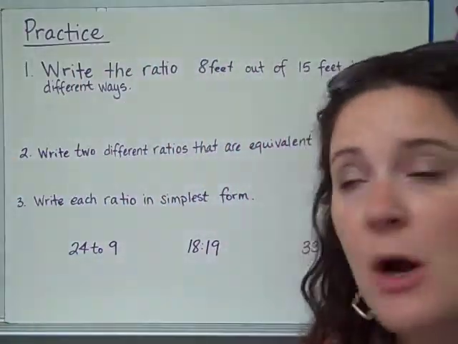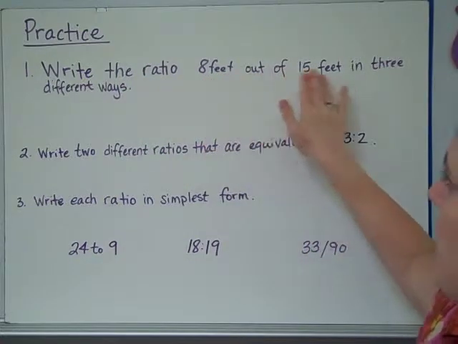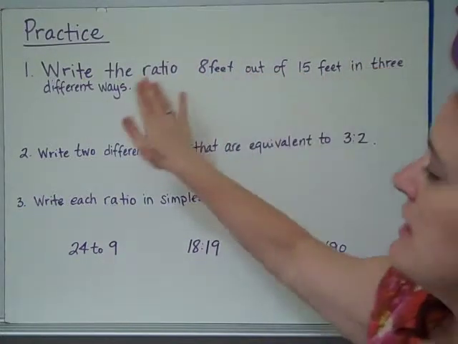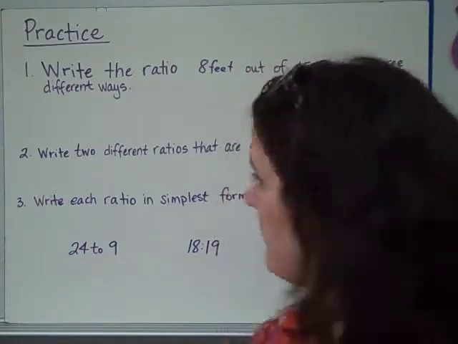So here are your practice problems. First one is to write the ratio 8 feet out of 15 feet in 3 different ways. In concept number 1, we talked about the 3 ways that you could write it.